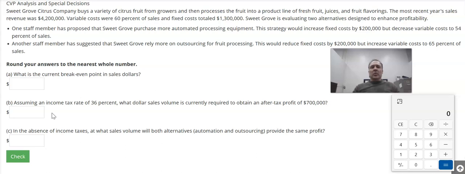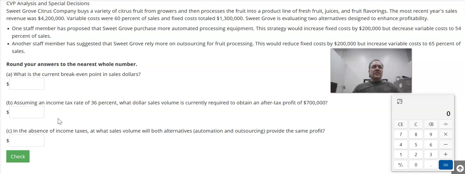So notice what they want. It says, what is the current break-even point in sales dollars based on the information in the scenario? And this is something that a lot of you could probably figure out without my help. B, I think you could do this as well, but just in case, I'm going to do this. It says, assuming an income tax rate of 36%, what dollar sales volume is currently required to make an after-tax profit of $700,000?